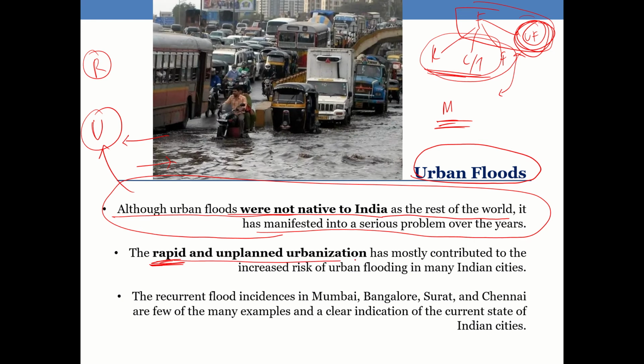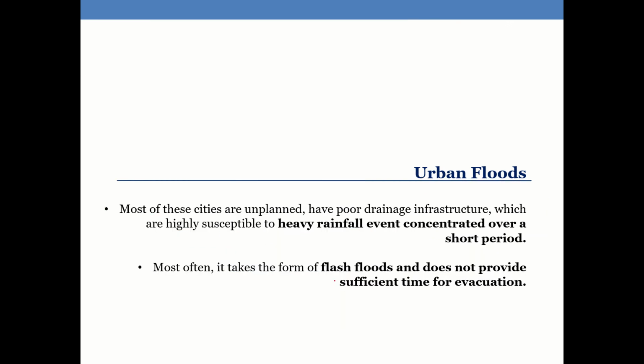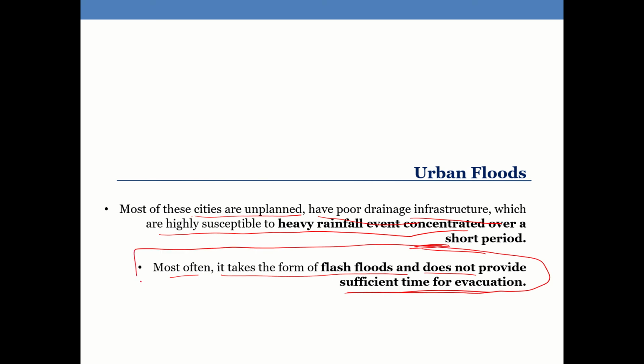It is primarily because of the rapid growth and unplanned urbanization that India has seen. Okay, and this has put the entire Indian subcontinent into the risk zone, and we get excess flooding in the cities. Recurrent flood incidences in Mumbai, Bangalore, Surat, Chennai are a few of the examples that we can relate this to. Most of the cities are unplanned and have poor drainage infrastructure, which are highly susceptible to heavy rainfall events concentrated over a short period of time. Most often, it takes the form of flash floods and does not provide sufficient time for evacuation.